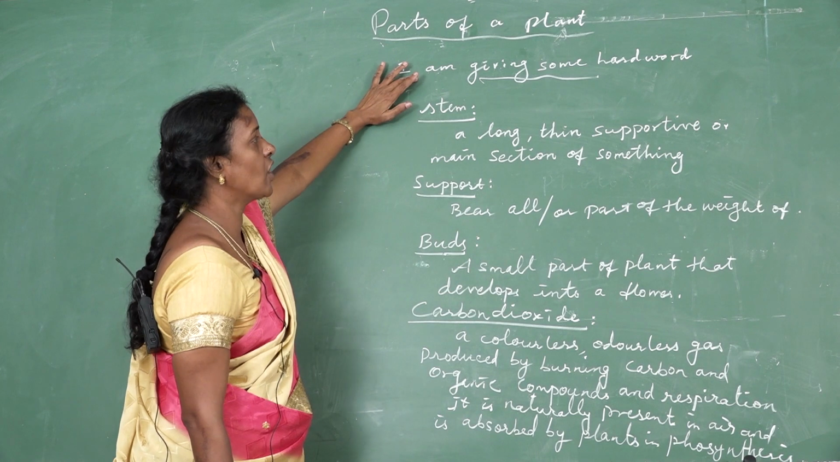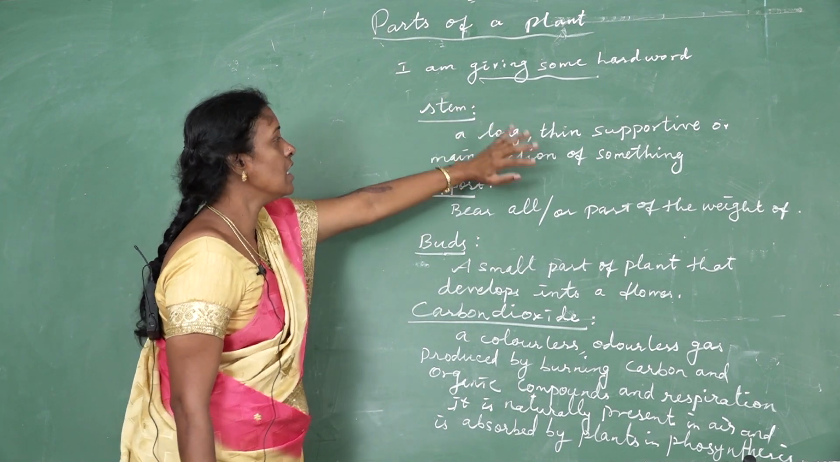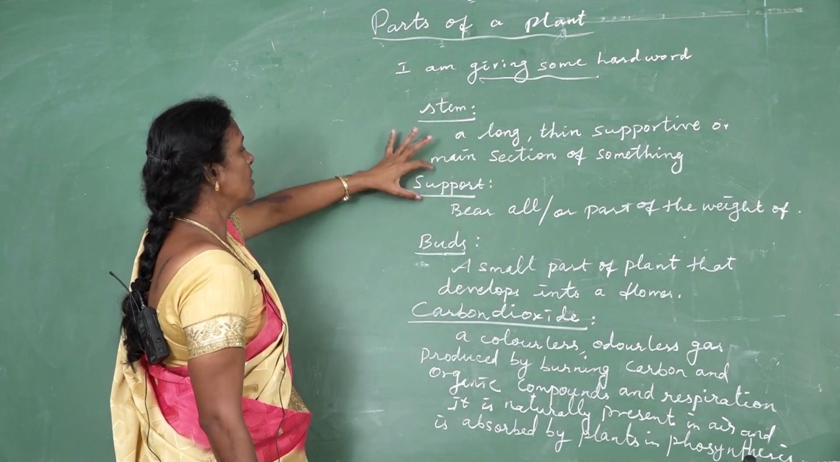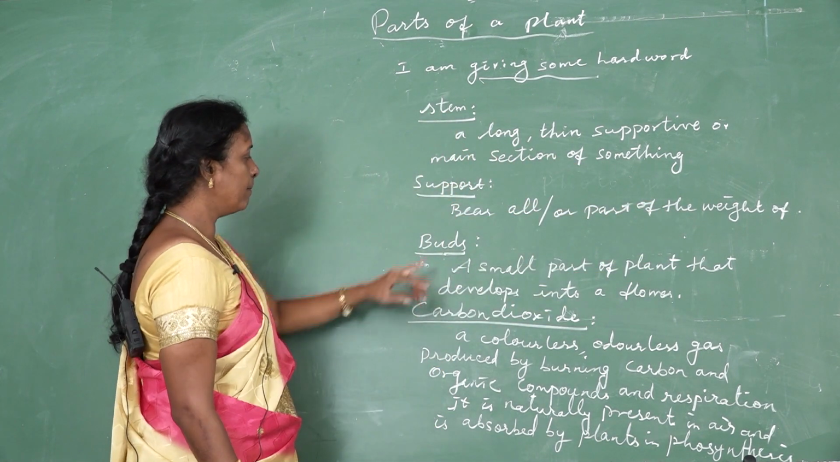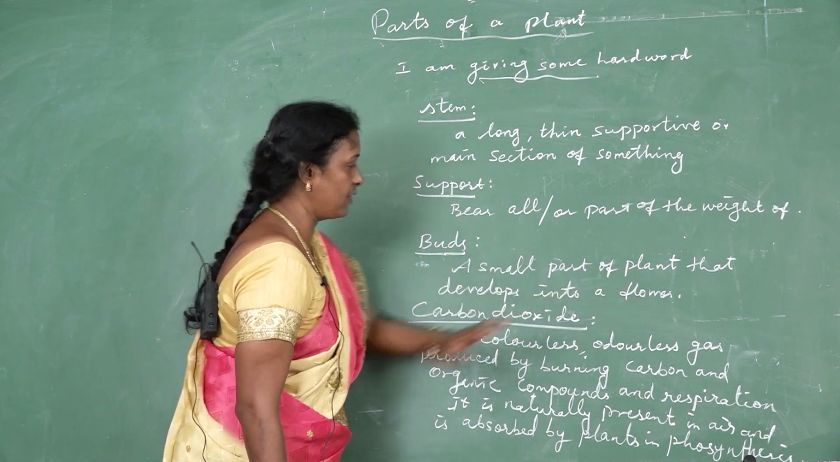I am giving some hard words from the parts of the plant. Stem, a long, thin, supportive or main section of something. Support, where all or parts of the weight of something is held. Buds, a small part of the plant that develops into a flower.